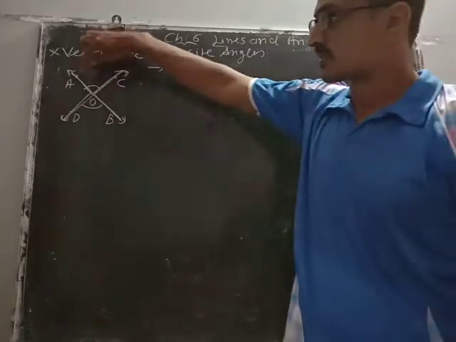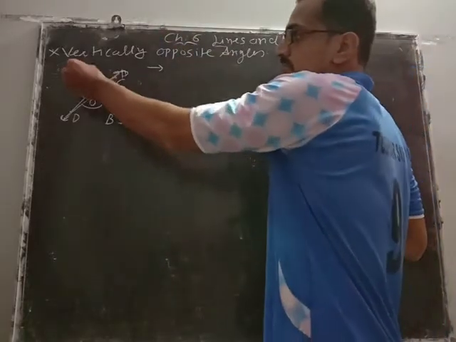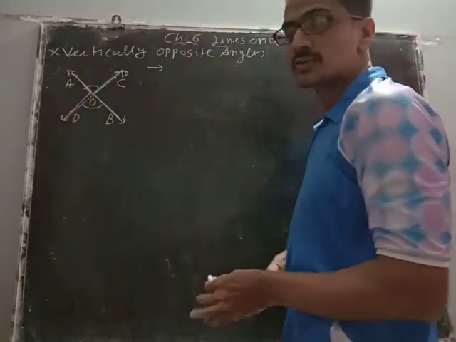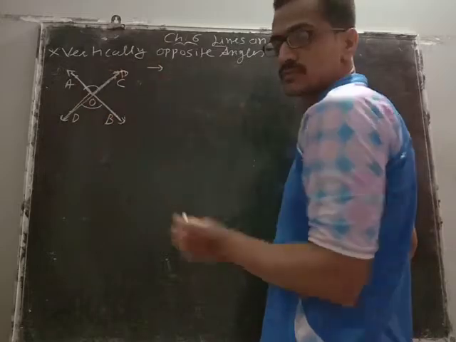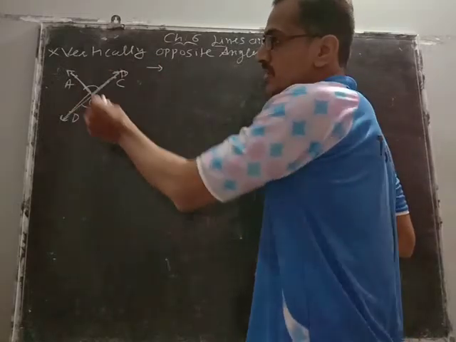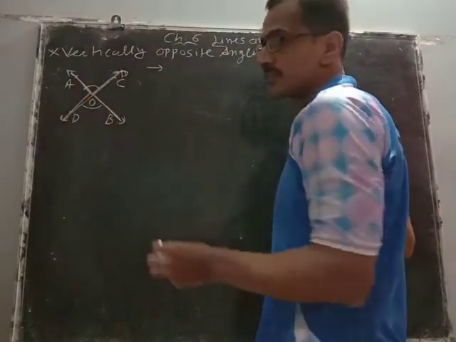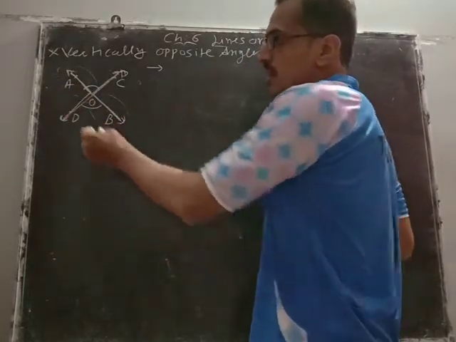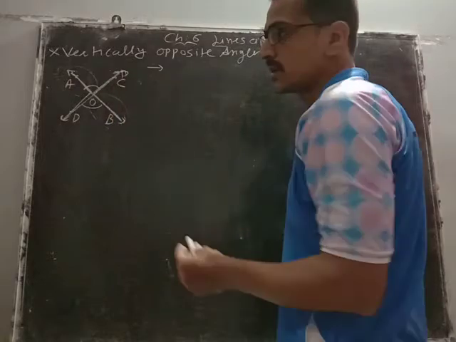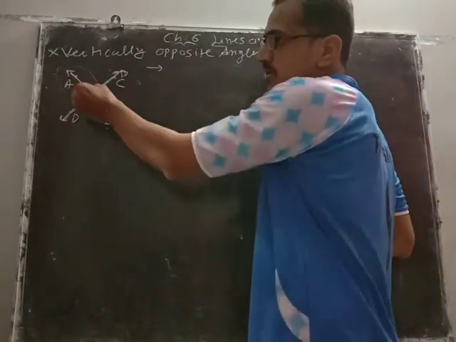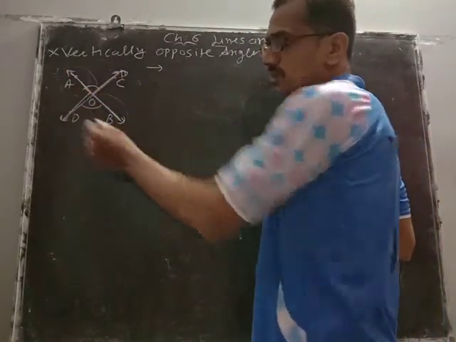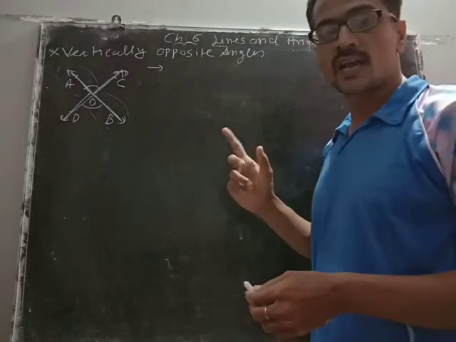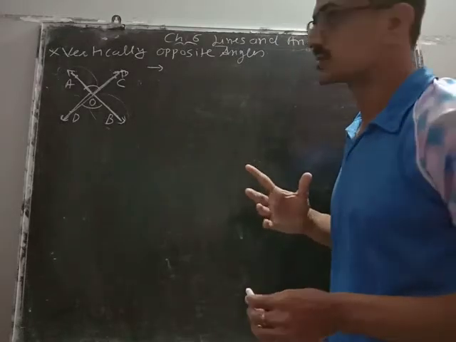Check it out. In this angle AOC, arms are OA and OC. In this angle BOD, the arms are OB and OD. So opposite ray of OA is OB, opposite ray of OC is OD. So OB is opposite to OA and OC is opposite to OD. So both angles have opposite arms.